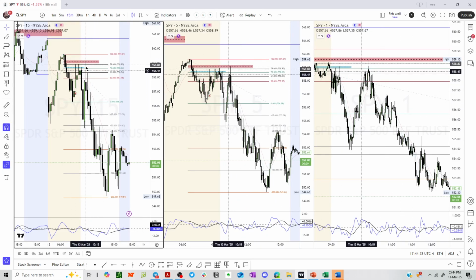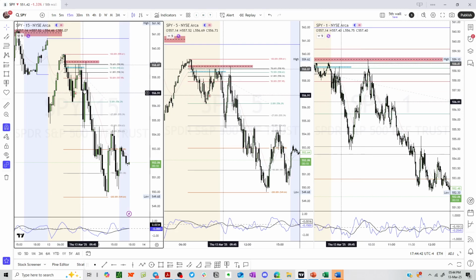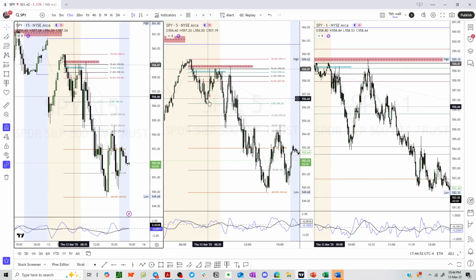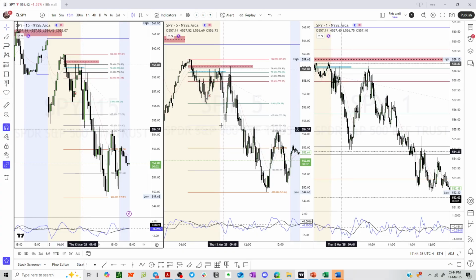So that's one entry. And that's actually during the silver bullet, the 10 a.m. silver bullet. This trade on the 15-minute is 10:15. On this time frame, if you utilize the entire range, from here to here, then you have an optimal trade entry. And you have this run on stops.